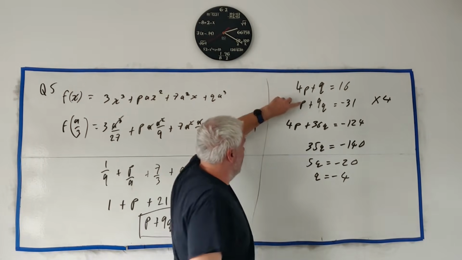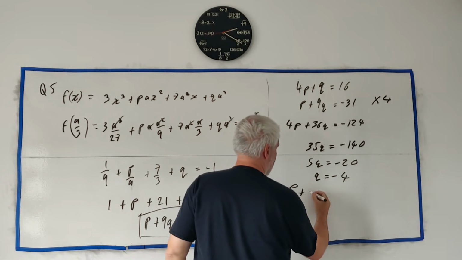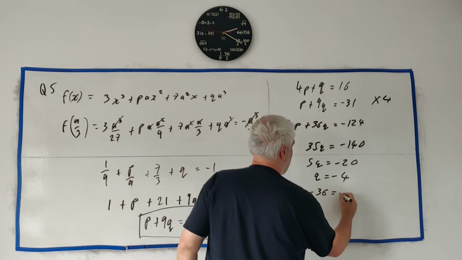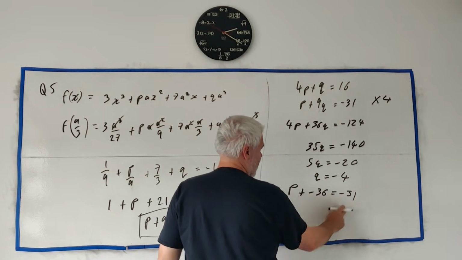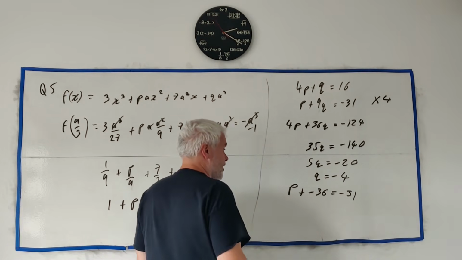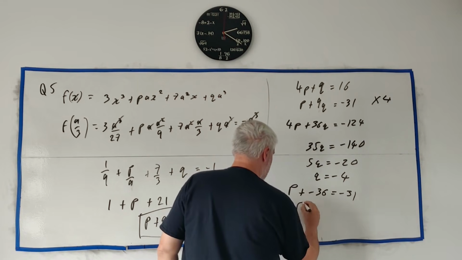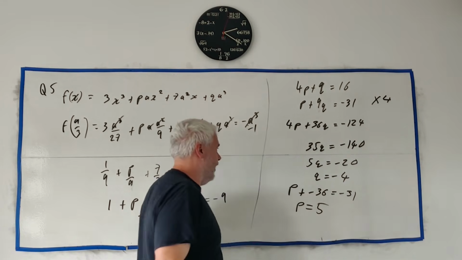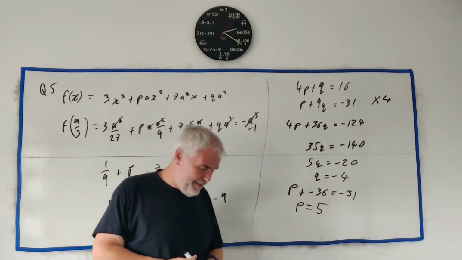Go back to whatever one you want. Here, p plus 9 q's, well that's minus 36, is equal to minus 31. So what do you have to add on to minus 36 to get minus 31? Well, let's do it slowly. Add 36 to both sides, we get 5. p is equal to 5. There are your two answers. p is equal to 5, q is equal to minus 4.